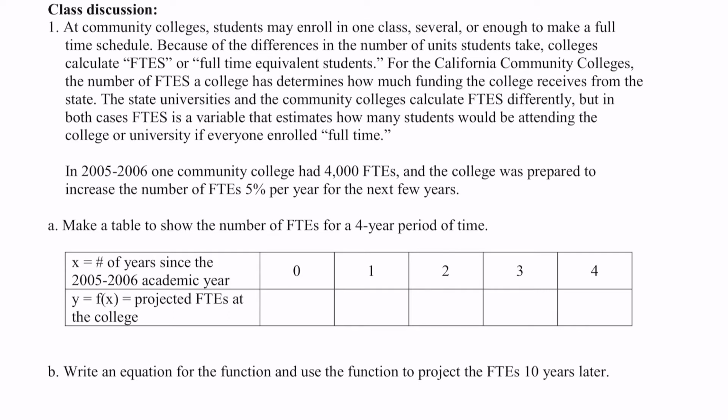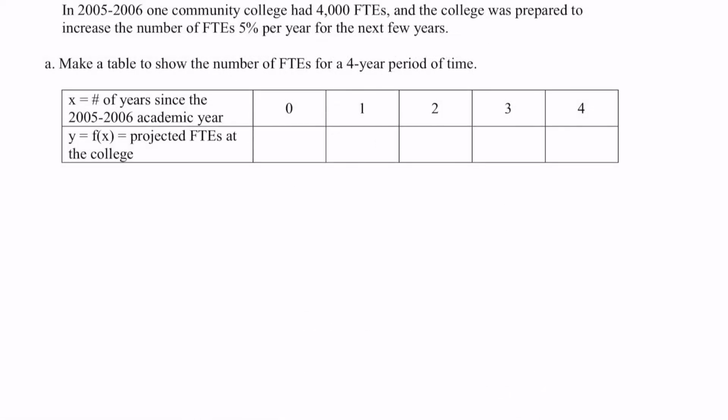And we need a little more space, so bear with me while I move some things around on my page. So that's better. I've moved some things around and I can see the important information. So we're starting with 4,000 full-time equivalent students and we're increasing 5% per year for the next few years. So of course, when 0 years have passed, we still have 4,000 full-time equivalent students. And here X is representing the number of years that have elapsed since this academic year.